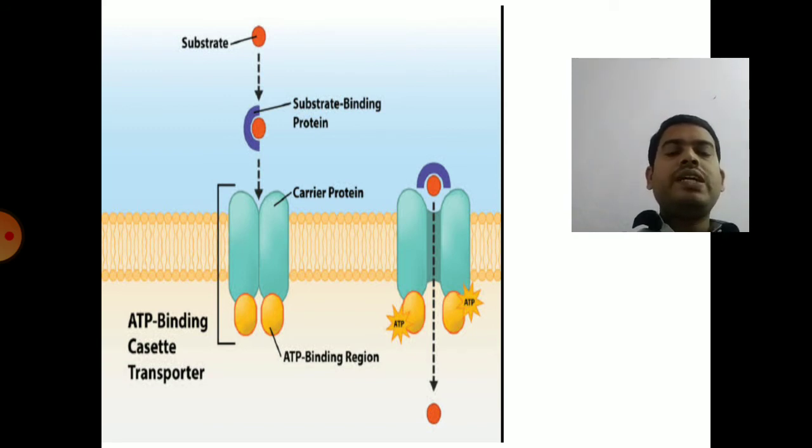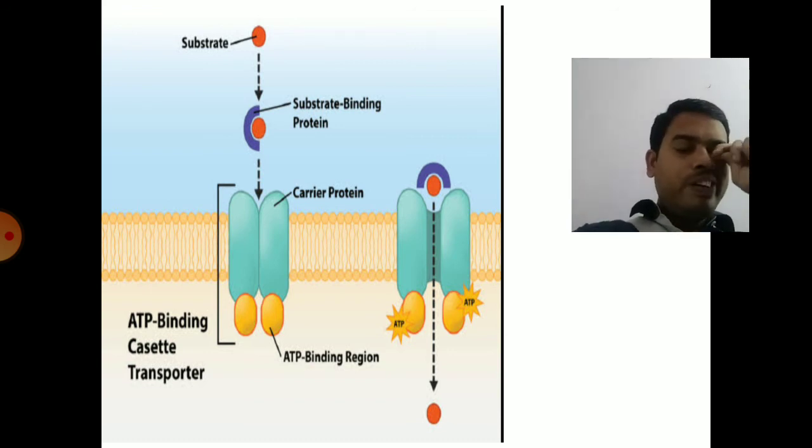So the substrate binding protein will bind to the solute particle and then it will bind to the carrier protein, the ABC transporter cassette protein. The ABC transporter cassette protein has the ability to bind to ATP molecules, and these ATP molecules will bind to the active sites of the cassette proteins. Then the ABC transporters are able to transport the solute particles which are bound to the substrate binding protein from outside the cell to inside the cell.